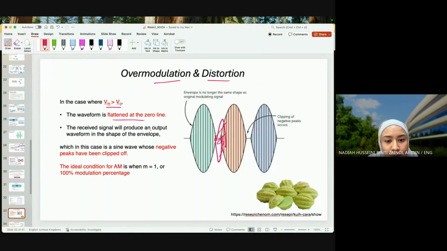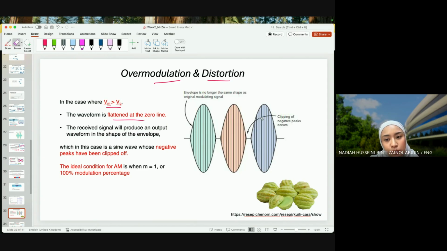The received signal will produce an output waveform in the shape of the envelope, but the envelope is wrong, which in this case is a sine wave whose negative peaks have been clipped off. So you will see this in your labs later. Sometimes when we overmodulate, you will get sine waves that look like this, which is wrong.